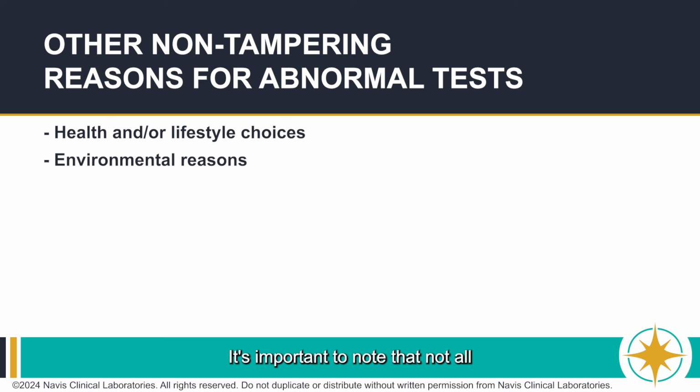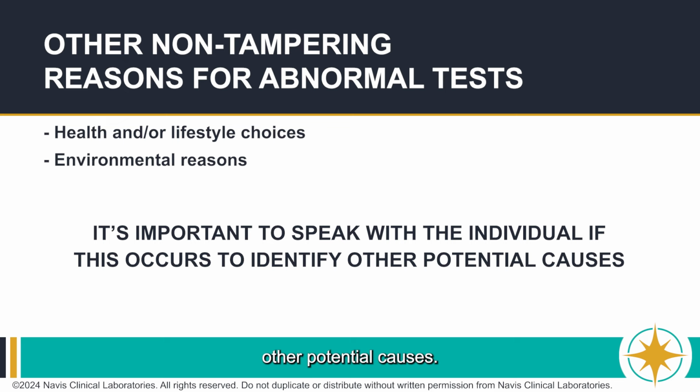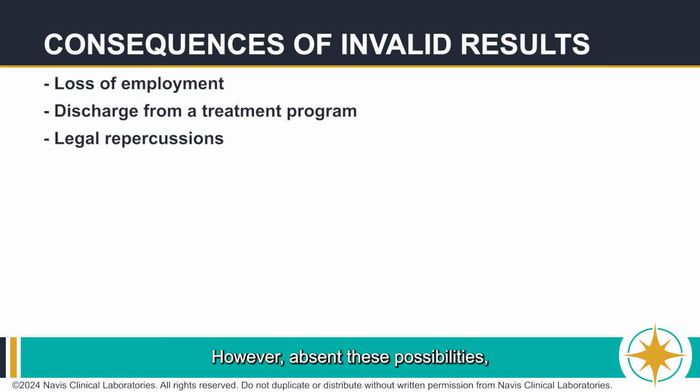It's important to note that not all abnormal drug test results are the result of tampering. There are, of course, some health, lifestyle, or environmental reasons that can cause unexpected or invalid drug testing results. So it's important to speak with the individual if this occurs to identify other potential causes. However, absent these possibilities, invalid results may be interpreted as an attempt to conceal drug use and can have significant implications, including loss of employment, being discharged from a treatment program, or even legal consequences.